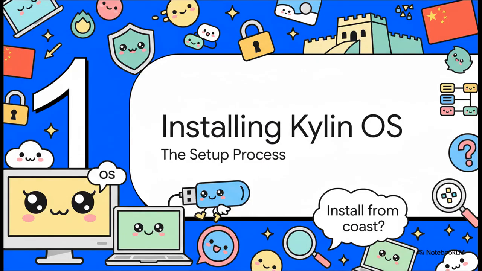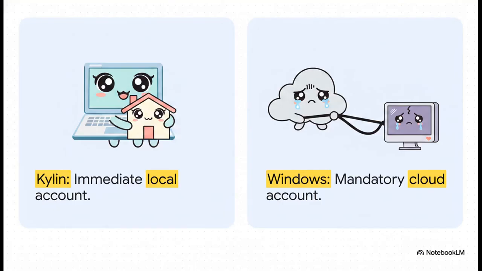Section 1. Installing Kylin OS. Right off the bat during setup, there's a surprising privacy win here. You know how modern versions of Windows push you super hard to create a mandatory cloud-connected Microsoft account? Well, Kylin actually goes the total opposite route. It lets you register immediately and stay completely offline with a local account right out of the gate. For privacy buffs, an offline local account is usually the gold standard.